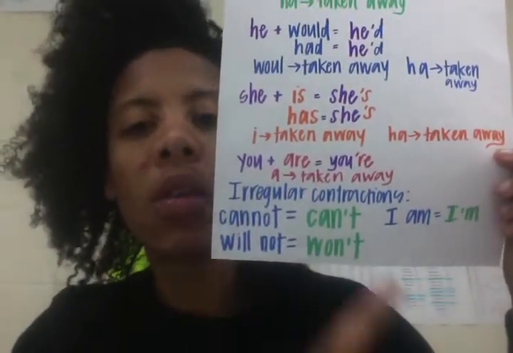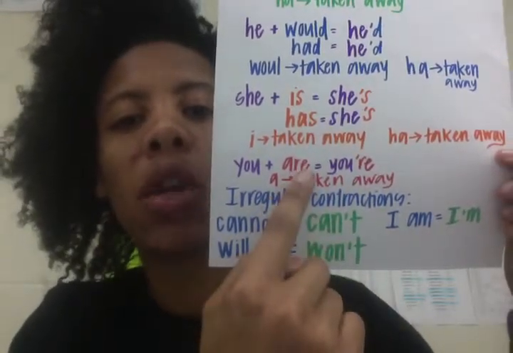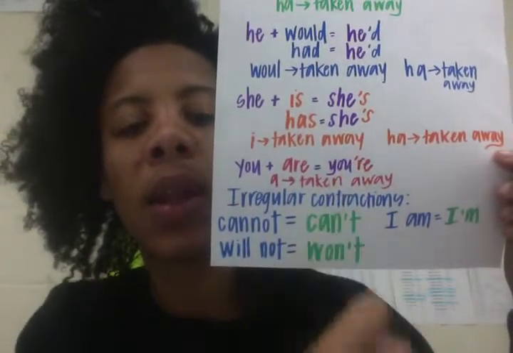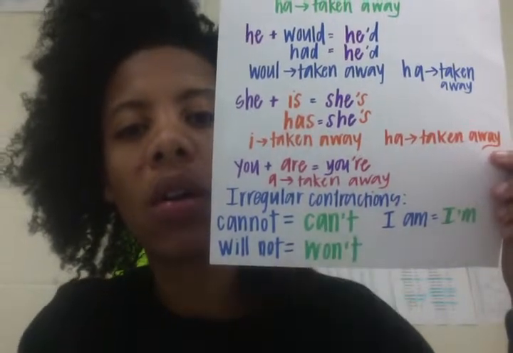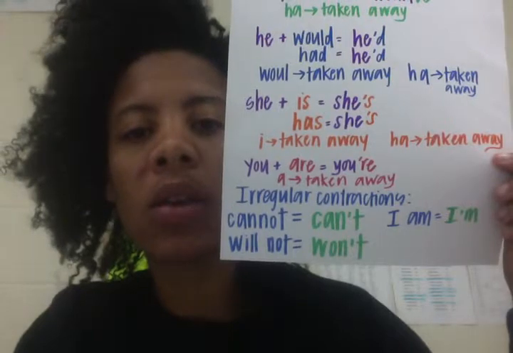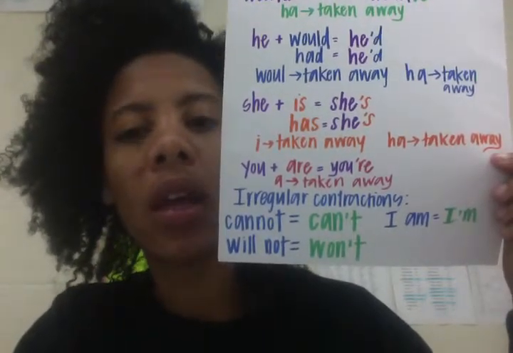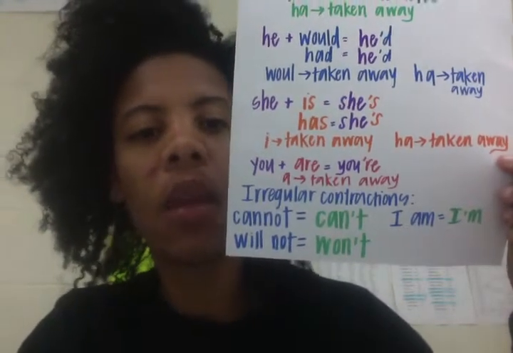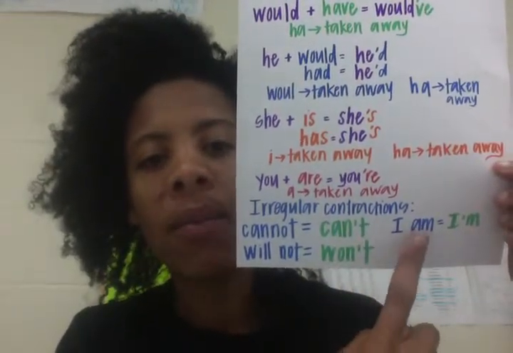Our next contraction is are. So you are makes you're. When you have the contraction are, the A is taken away and replaced by the apostrophe. This can get tricky when we're talking about usage errors as well, because your is also spelled Y-O-U-R. But you have to think, is it you are or just your possessive? There are a couple irregular contractions as well, like I am, I'm.